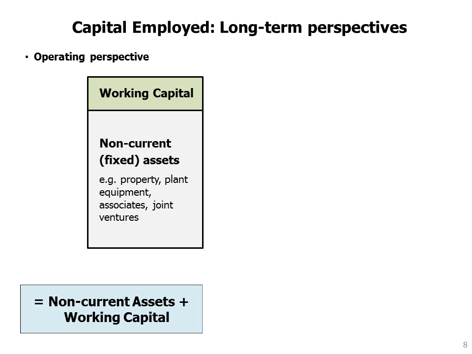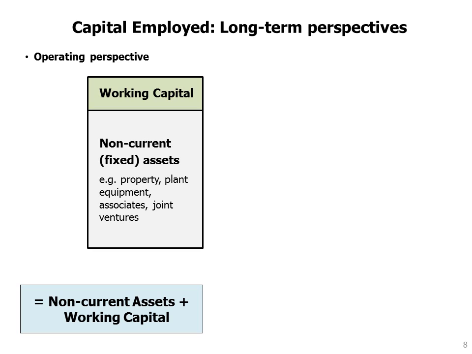If we look at it from the operating perspective, the operating assets of a firm are comprised of its non-current assets, its fixed assets, its property, its plant, its equipment, its investments in associates, its joint ventures. And also, its working capital is relatively stable over time and requires funding. If it's net current assets, it requires funding. So we can define capital employed as non-current assets plus working capital.